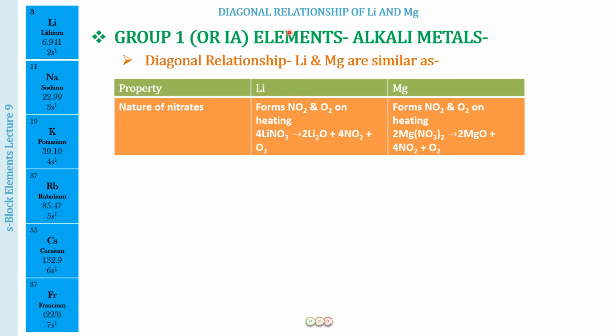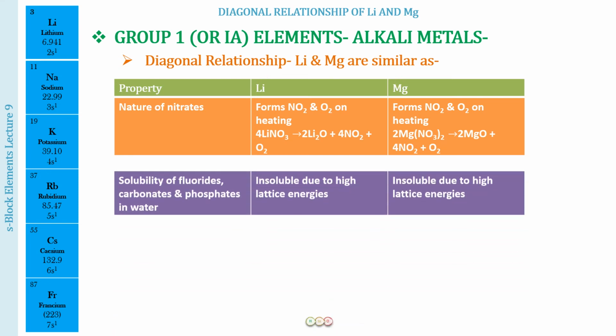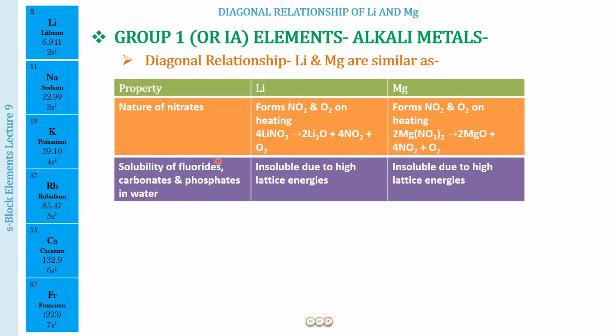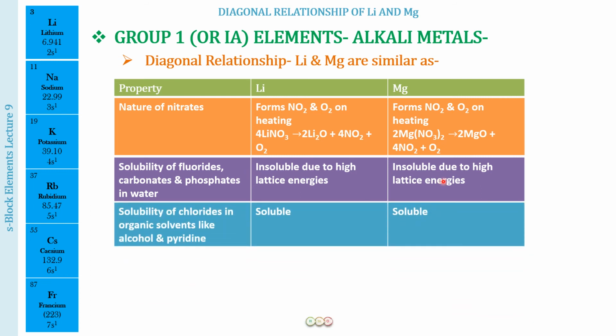So this was the difference of lithium with the rest of the alkali metals, and it is similar in its behavior with magnesium too. The next we have is the solubility of fluorides, carbonates and phosphates in water. So this is going to be insoluble because of high lattice energy. Similarly, the magnesium fluorides, carbonates and phosphates are also insoluble because of high lattice energies. The solubility of chlorides in organic solvents like alcohol and pyridine: both lithium chloride and magnesium chloride are soluble in organic solvents.